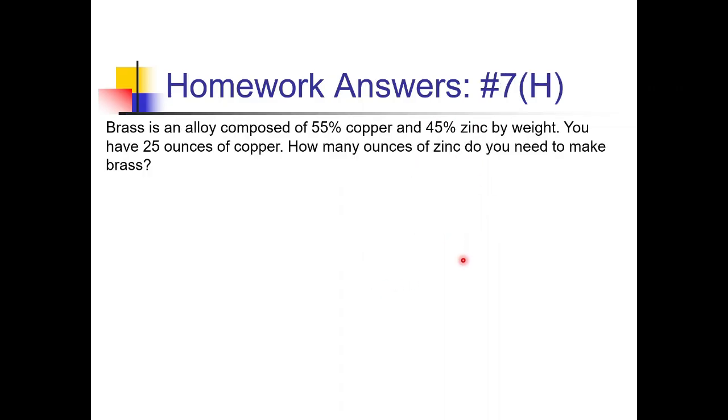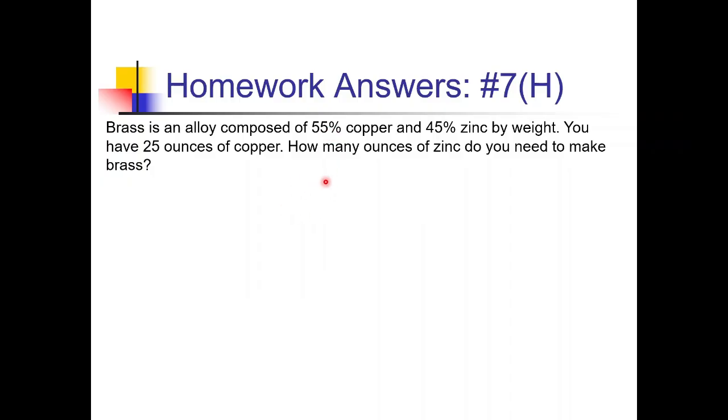Can't be done. For this problem on the honors set, we're talking about making some brass. Brass is an alloy with 55% copper and 45% zinc. And let's say we have 25 ounces of copper. We want to know how many ounces of zinc we need to make brass. So essentially we're trying to get this 55% copper ratio.